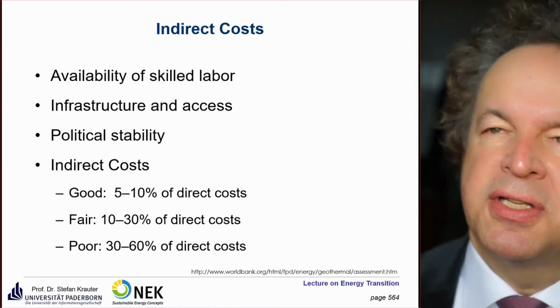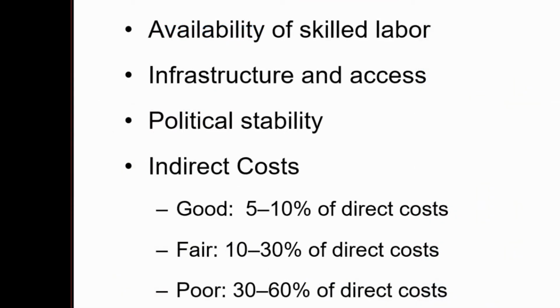The indirect costs: sometimes the locations are quite far away from cities and so on, and therefore you have to check the availability of skilled labor on site, the infrastructure and access, the political stability. So indirect costs in the vicinity of 5 to 10% of the direct costs are fair. It's about 10 to 30% of the direct costs, or poor would be 30 to 60% of the direct costs.